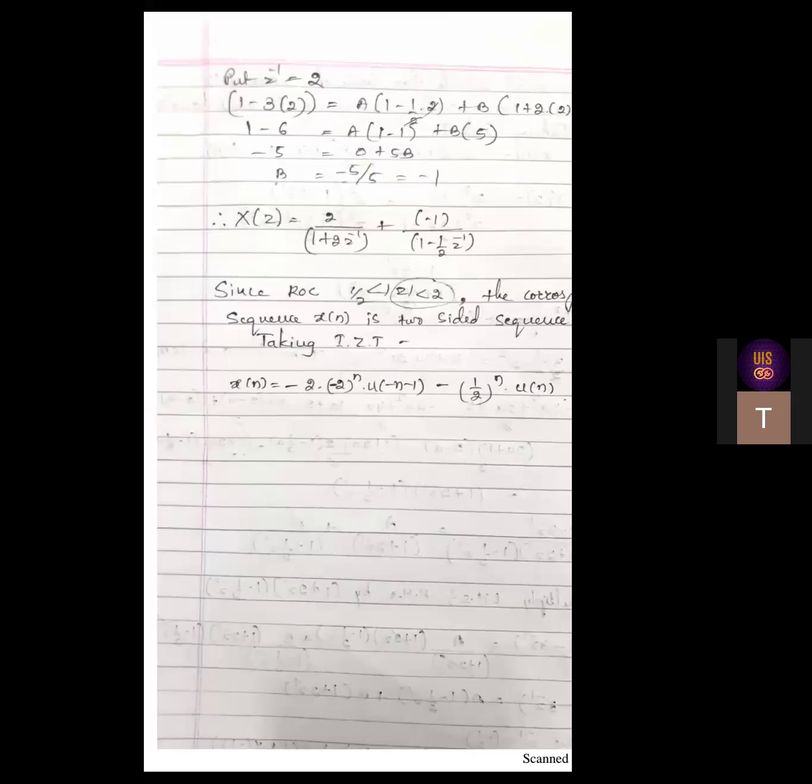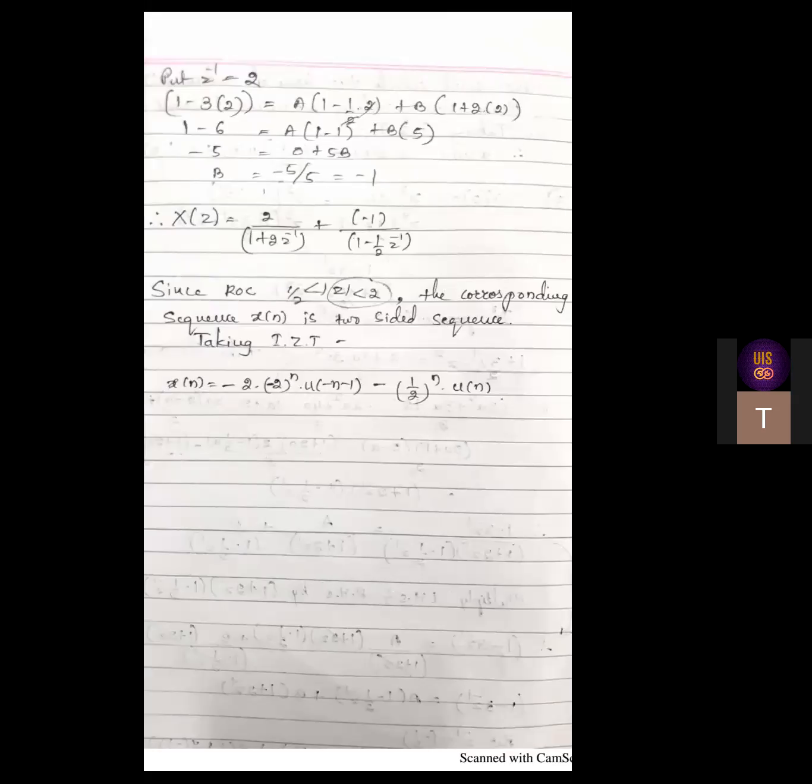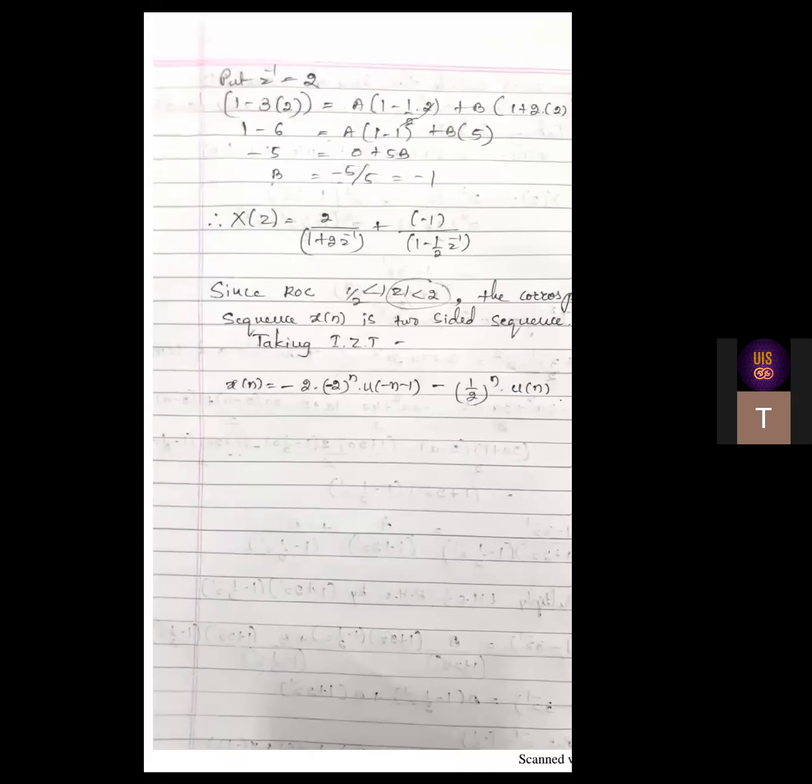Then if I substitute z inverse as 2, a will become 0 and you will get b as minus 1. So if I substitute a and b in your x of z, a is equal to 2, b as minus 1. Now, according to the ROC condition given, you should decide what will be your x of n. So to get that ROC, observe we have two terms.